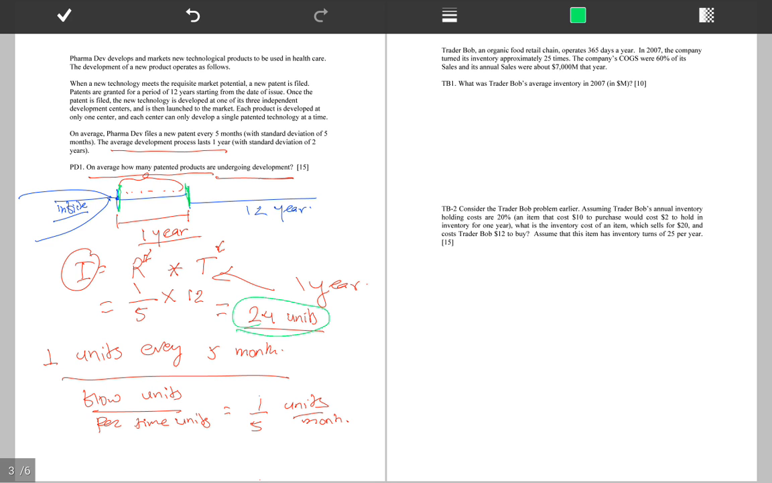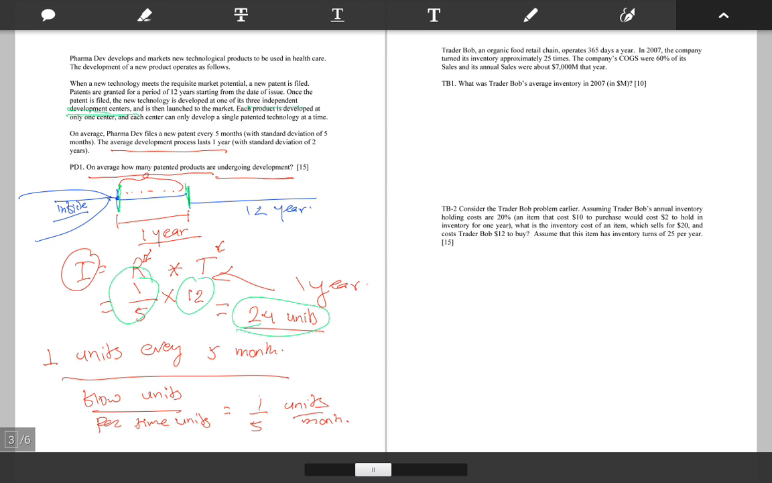Now it really doesn't matter how many lines there are. It says there are 3 independent development centers. It really does not matter how many development centers there are. On average, 1/5 units are coming out. On average, there are 12 units. We don't care if there are 10 development centers or 20 development centers. Okay.